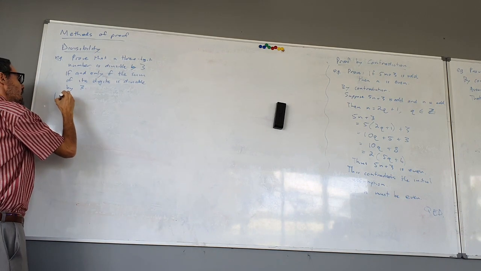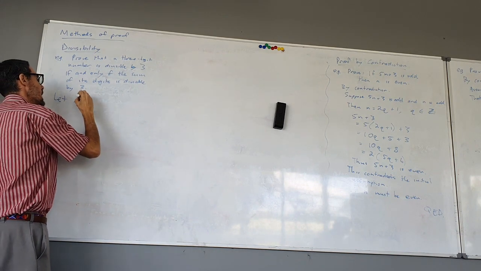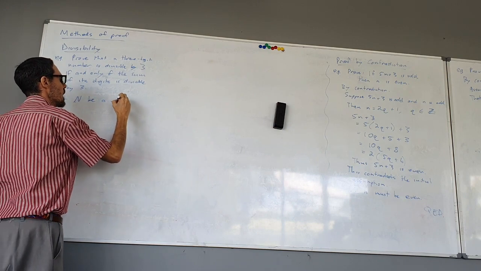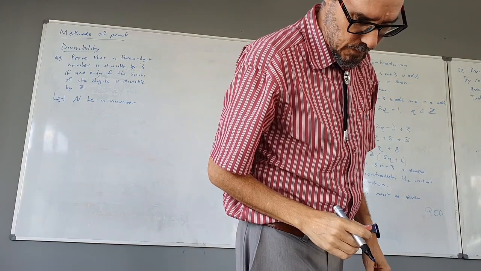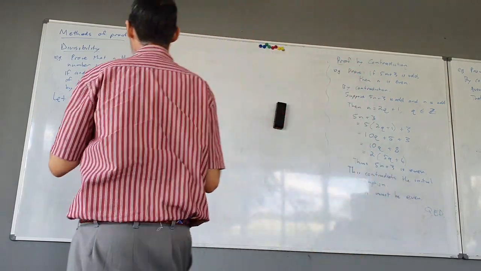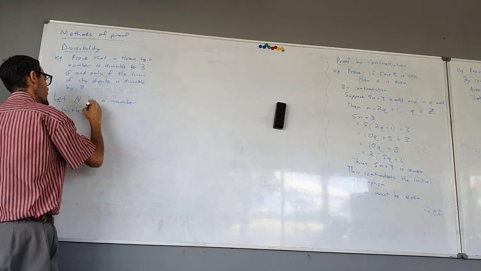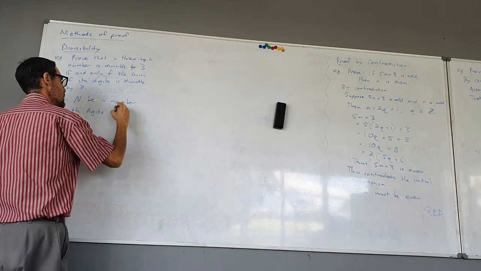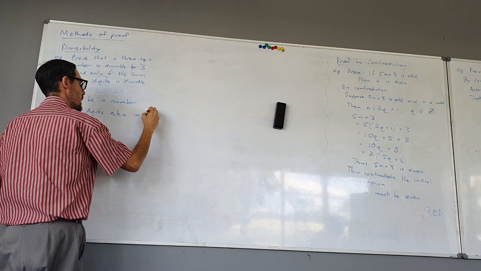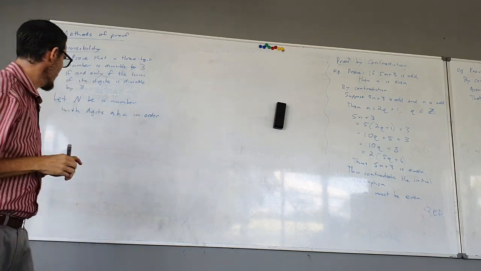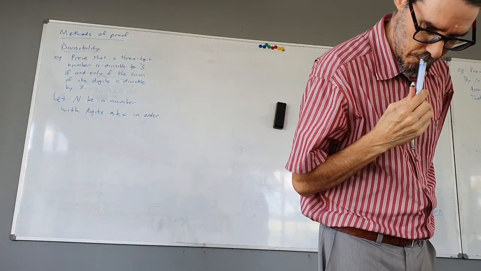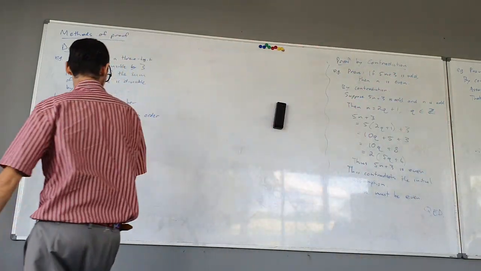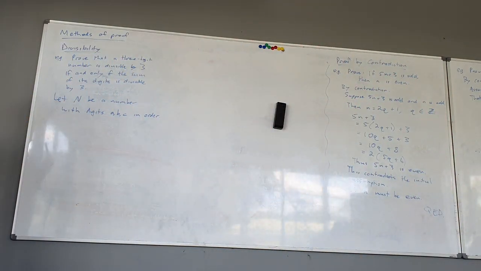Let n be a number with digits A, B, C in order. So n is my big number and its digits are A, B, C. It says if and only if, so I'm going to prove it in both directions.